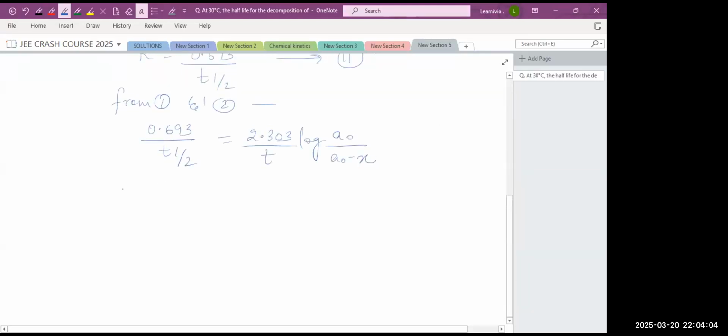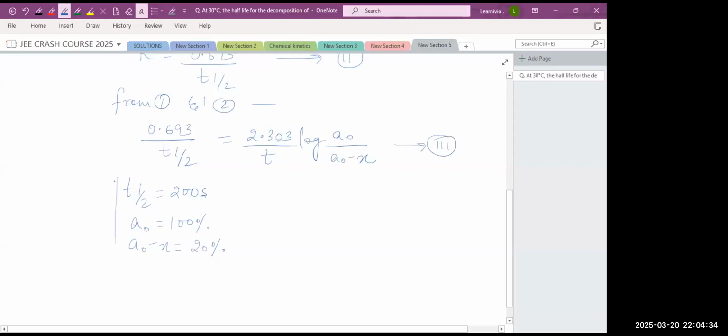Okay. The value of T half is given, which is 200 seconds. And suppose A naught is 100, that is 100%. So what will be A naught minus X? In the question, what is given? It is 80% of the A naught. So 100 minus 80, you will get 20%. Okay, now substitute this value in this equation.